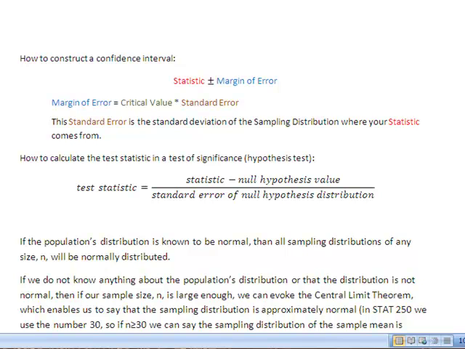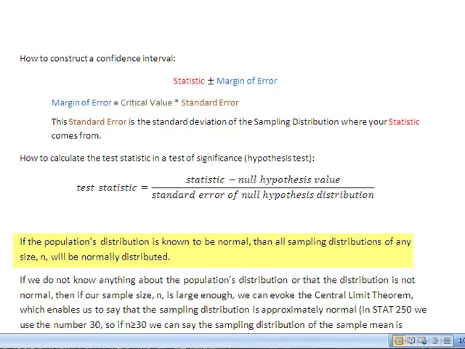In other words, a hypothesis test or test of significance. Well, the test statistic is always that point estimate, the statistic, minus the value in the null hypothesis, which is the mean of our null hypothesis distribution, divided by the standard error of our null hypothesis distribution. Because remember, the null hypothesis distribution is a sampling distribution of whatever statistic we're looking at.